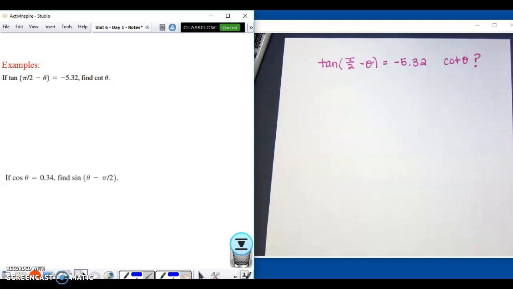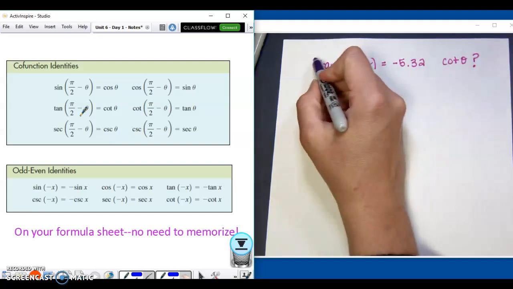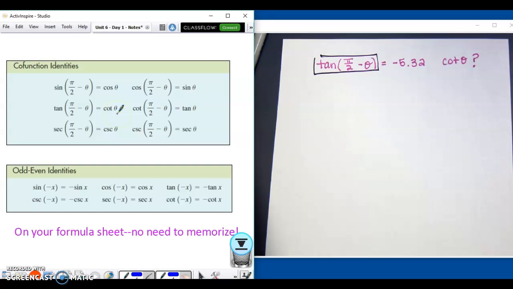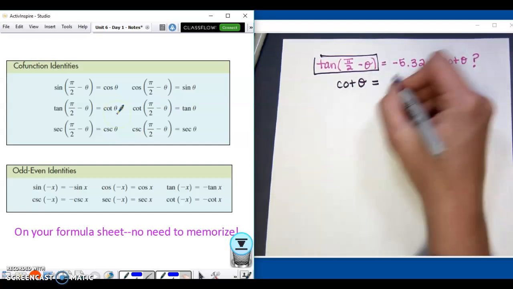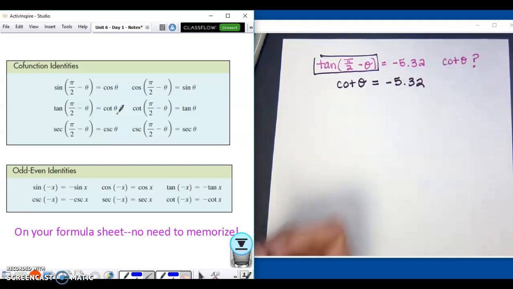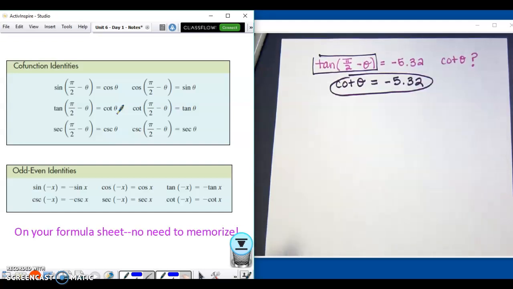Okay, so I'm going to go back to the formula, because we're going to be using that formula sheet. If you look at your formula sheet, it tells you that tangent of pi over 2 minus theta, which is what we have here, is equal to cotangent theta. So cotangent theta has to be also equal to negative 5.32, and that's what they asked us to find. So this is our answer. And that's all they wanted for that part.